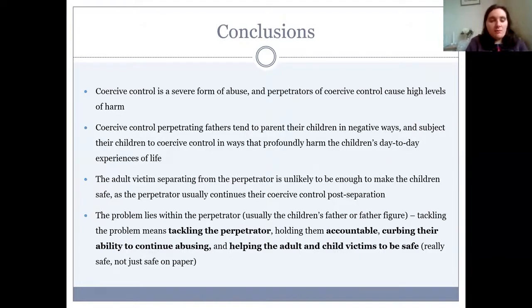The adult victim separating from the perpetrator is unlikely to be enough to make the children safe, as perpetrators usually continue their control post-separation. The problem lies in the perpetrator, who is usually, though not always, the children's father or father figure. So tackling the problem means tackling the perpetrator, holding them accountable, curbing their ability to continue abusing, and helping the adult and child victims to be safe. And by that, I mean really safe, not safe on paper.